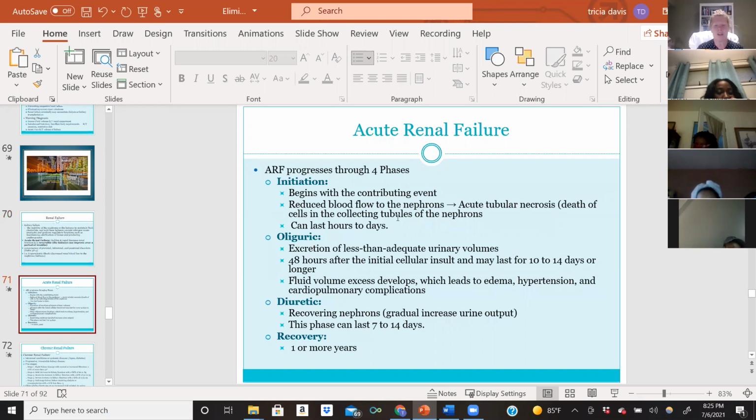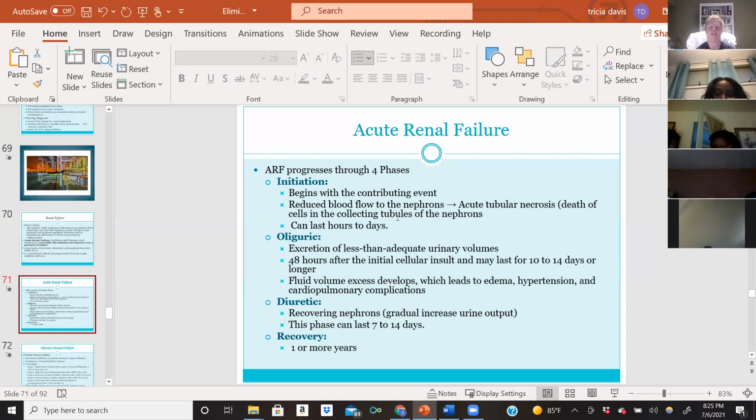So acute renal failure usually progresses through 4 phases. We have the initiation phase, the oliguric phase, the diuretic phase, and the recovery phase. The initiation phase starts with the contributing event. So what happened? Was it some type of an injury? Are they just dehydrated from playing sports outside all day? We have the contributing event. It causes a reduced blood flow to the nephrons, which then causes acute tubular necrosis. So this is death of the cells in the collecting tubules of the nephrons. The cells actually die. This initiation phase can last hours or days, just depends on how severe.